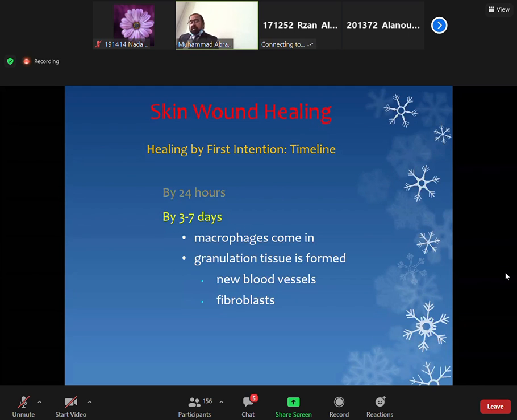In 3 to 7 days, macrophages will come there. The function of the neutrophils is gone because they did it. They have cleaned whatever bacteria had entered. Now macrophages are there to clean up the things.